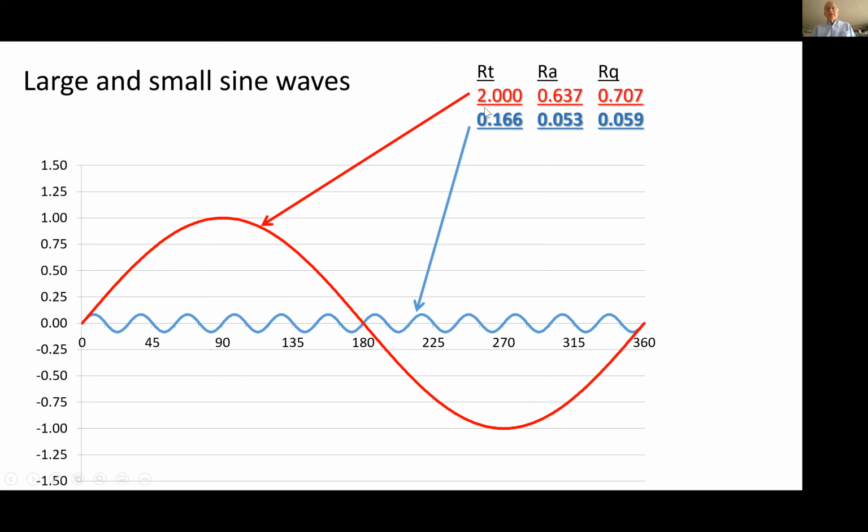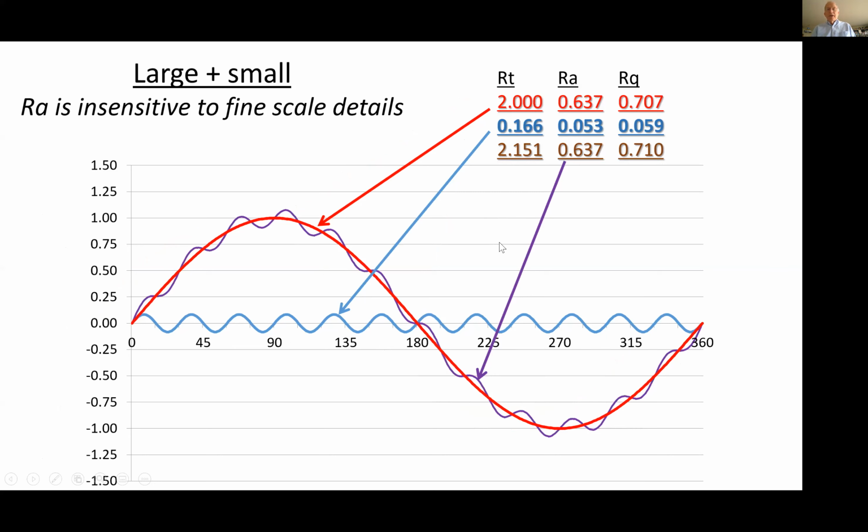Now, if we add these two together, and I've carefully tried to do this, so I've got blue and red adding to purple, but that doesn't look very purple, but that does. In any event, this might be a surface where we've got a small wavelength superimposed on a larger one. And what happens to RA? Look at this. RA is exactly the same whether I add the little wavelength on the big one or not.